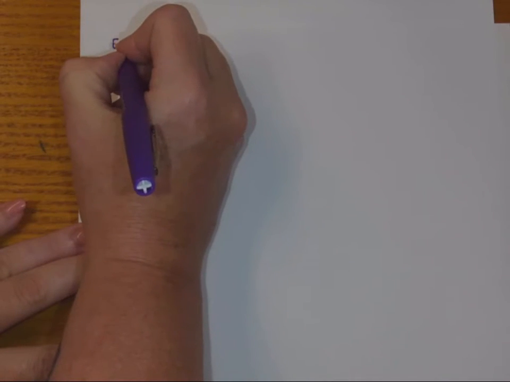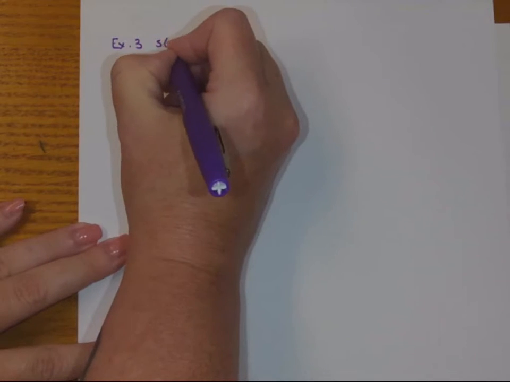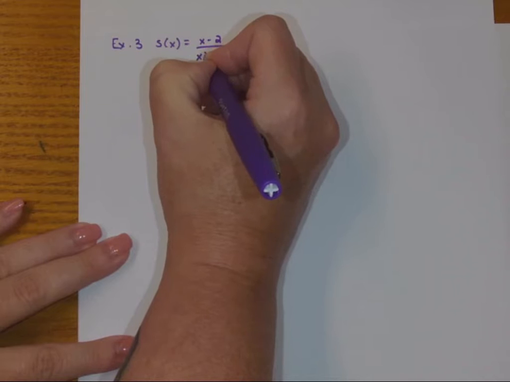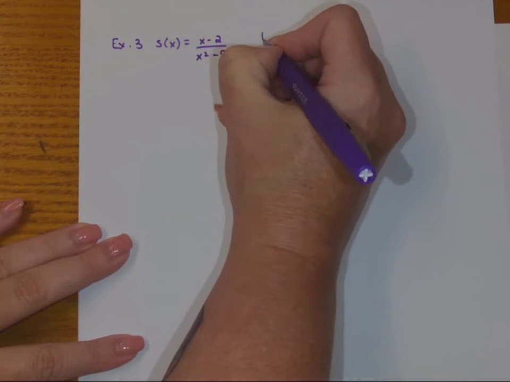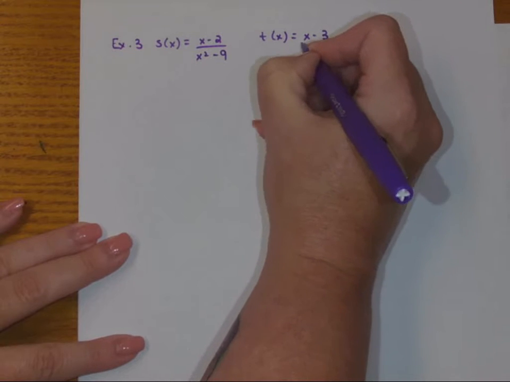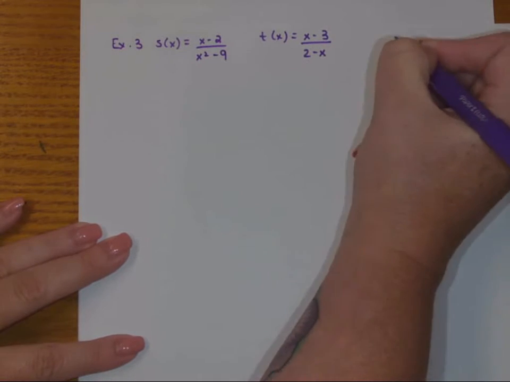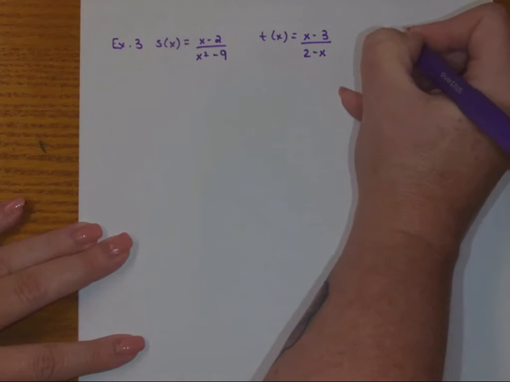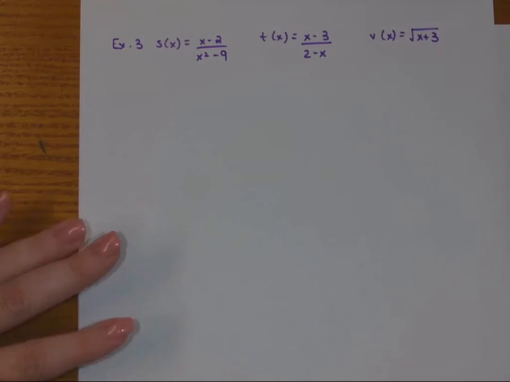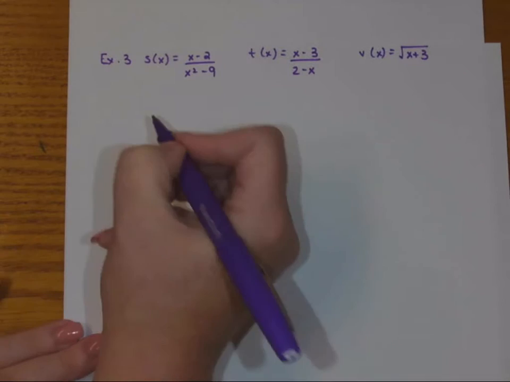So let's look at another example. So let's say we have the following 3 functions. S, T, and also V. Notice S and T are rational functions. Anything with x in the denominator is a rational function. And then V is a square root function.